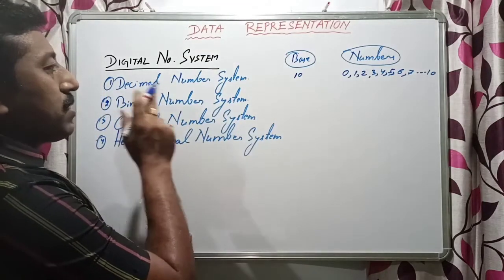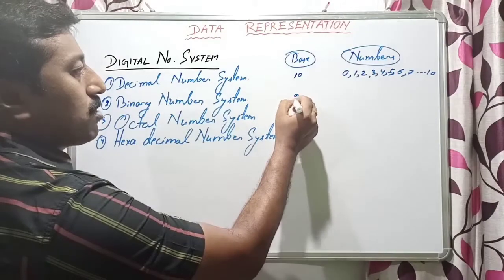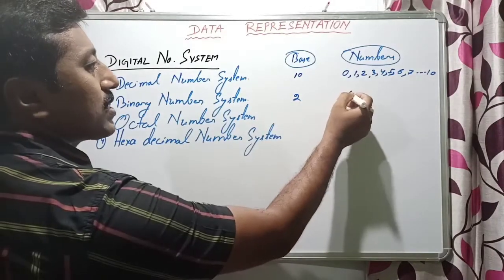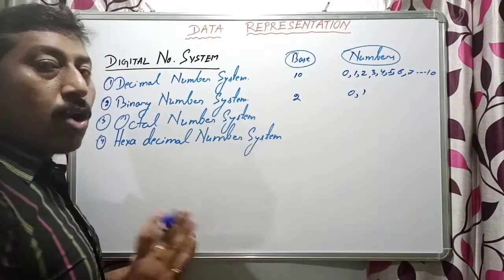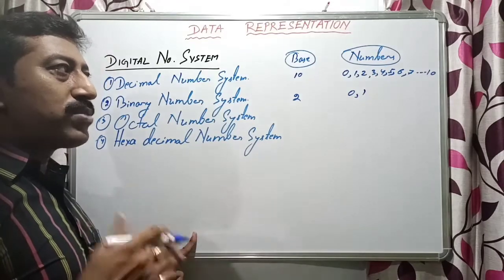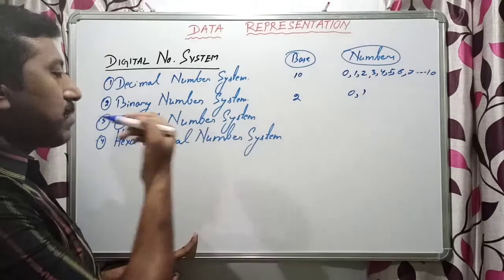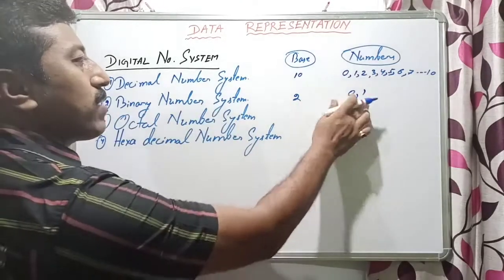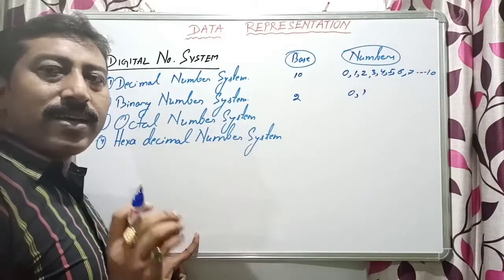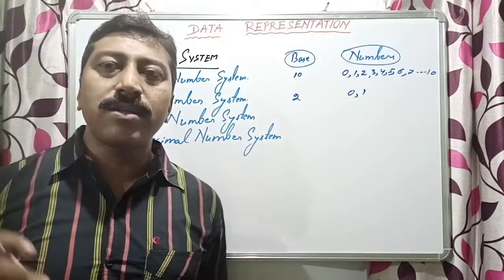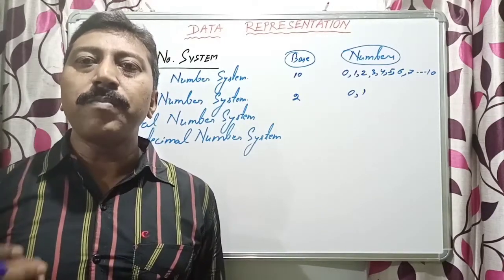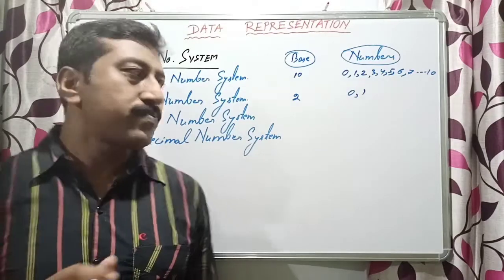In a similar way, in the binary number system the base is 2 and the numbers are only in the form of 0 and 1. Not 2, not 3, not 4. If 2, 3, 4 are there, then it will be treated as maybe decimal, octal, or hexadecimal. So when only these two digits, 0 and 1, are there, all the numbers in the binary system can be formed by using 0 and 1 only.